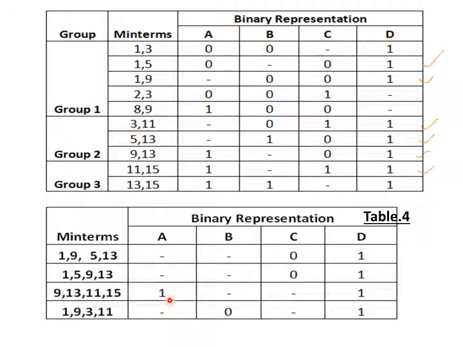So the differing variables are 1. Here the differing variables are B, C. For this combination the differing variables are A and C. So here only the combinations 1 2 3 4 5 6 are checked. The remaining combinations 1 3, 2 3, 8 9 and 13 15 come under the prime implicant chart. We will write these unchecked terms into the prime implicant chart.